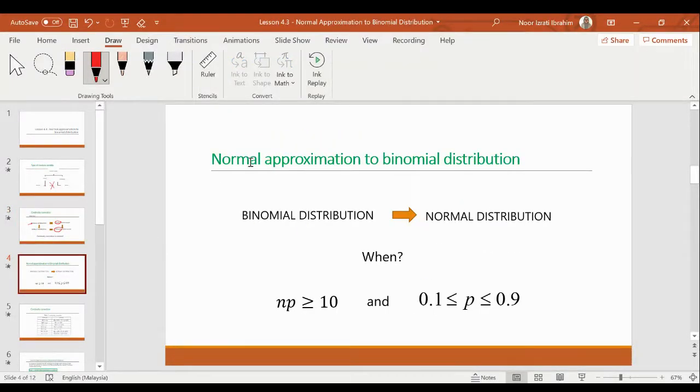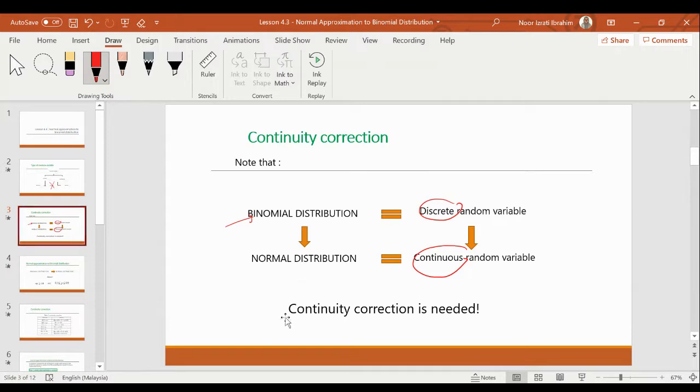And we are going to learn the normal approximation to binomial. We transform the binomial to the normal distribution when n times p is greater than or equal to 10, or the probability value is from 0.1 to 0.9. And back to this, what is the continuity correction? Continuity correction means we have to adjust the value of x in the questions.